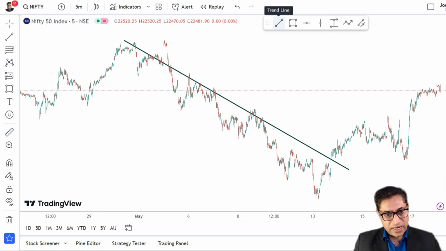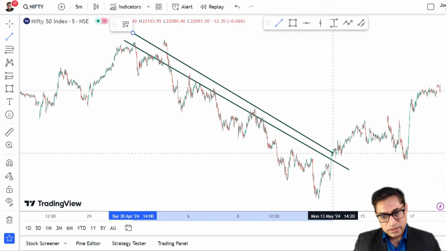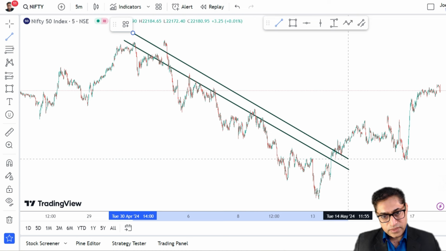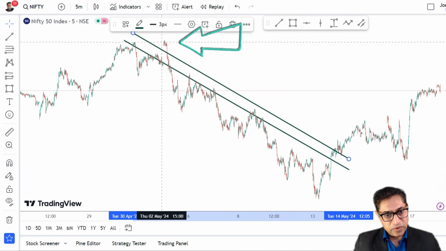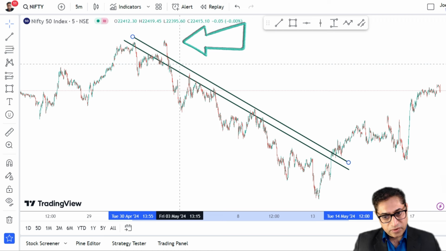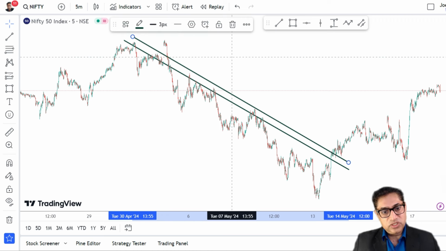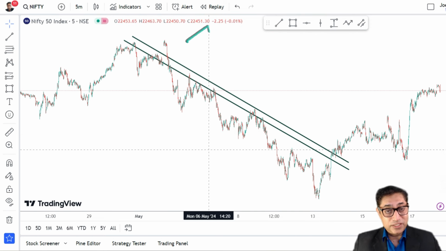Let us draw another parallel line. Now, I will not want to take this price point over here because it has gone too much above. So I will just take it a little bit down over here. That's it. So this is my trend line zone over here. As I said, in a 5-minute chart, such breakouts will happen. But you have to look at the major areas of support and resistance.